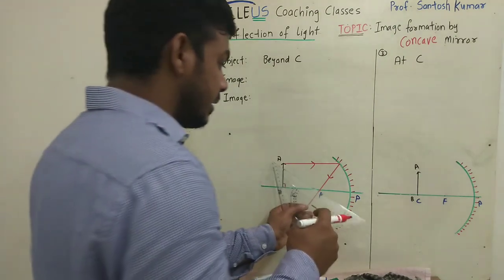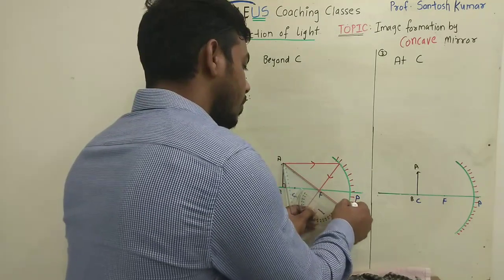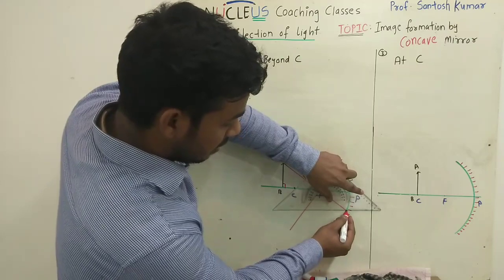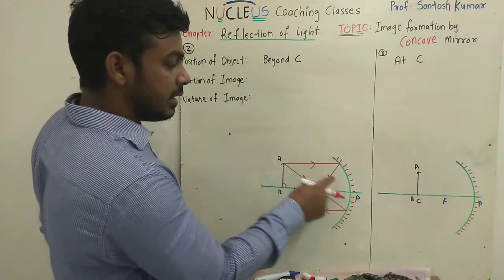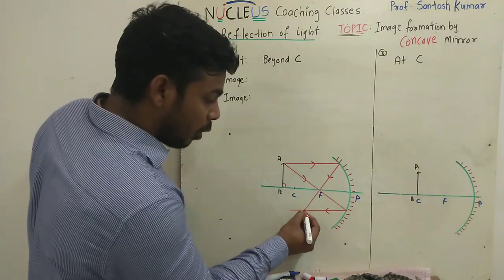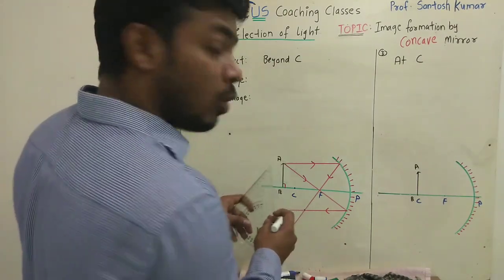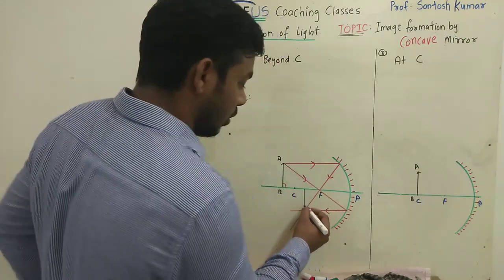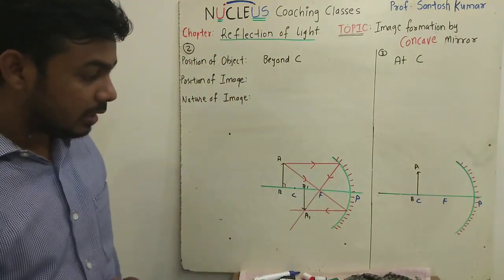Other rule I can consider that ray passing through F, and after reflection will travel parallel to principal axis. You can see this being the incident ray, reflected ray, incident ray and reflected ray. Definitely we have obtained an image. Okay, so this is the image, and image is always drawn perpendicular to principal axis. So this is the image which we have got, right? So I would name image A1 and P1, right?